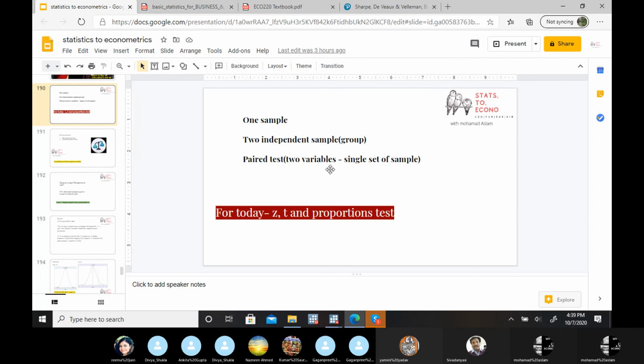Any doubts so far? This is the content I want to discuss with you today: how we apply z-test, how we apply t-test, how we apply proportions test. Proportions is about categorical data, z and t about quantitative data. When you have to use z and t depends upon the situation. So any doubts so far?